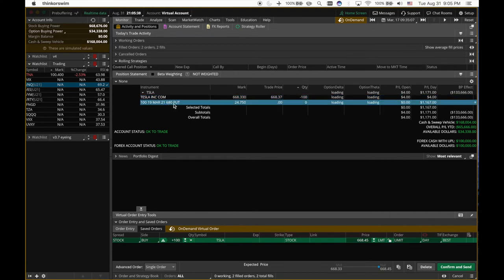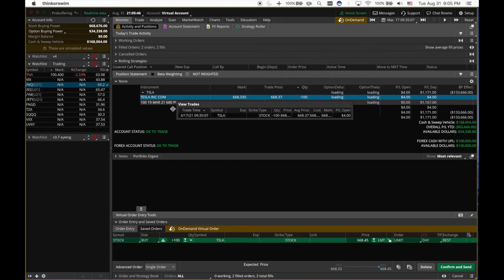The put option is already closed, it is zero, so we don't have to worry about that. We sold 100 shares of Tesla at 680, right? We exercised the put contract. And now we can buy 100 shares of Tesla back to close the short position.